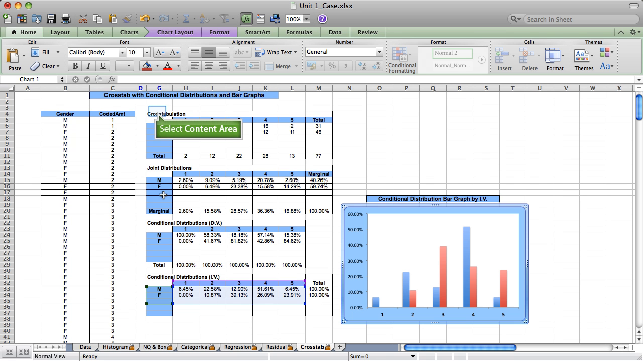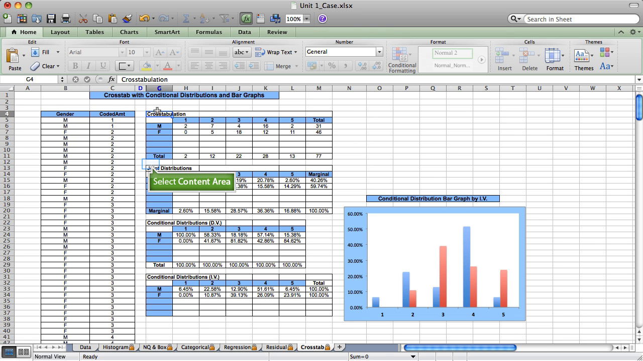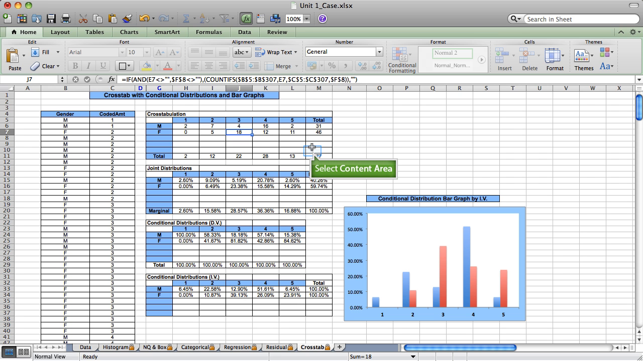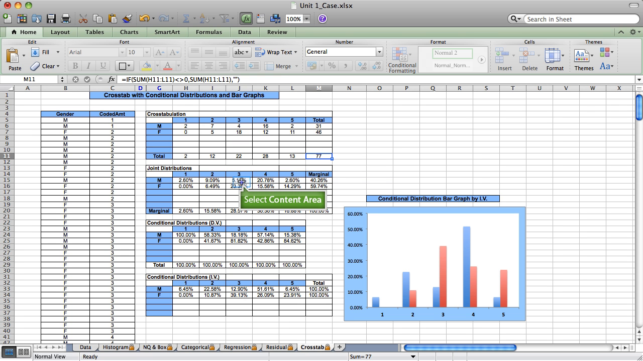The top table is the actual crosstab. The second table, called joint distribution, tells me the percentage of each cross count. In other words, 18 of the 77 cardholders in our sample are women and spent in category 3. 18 out of 77 is 23.38%, part of our joint distribution.